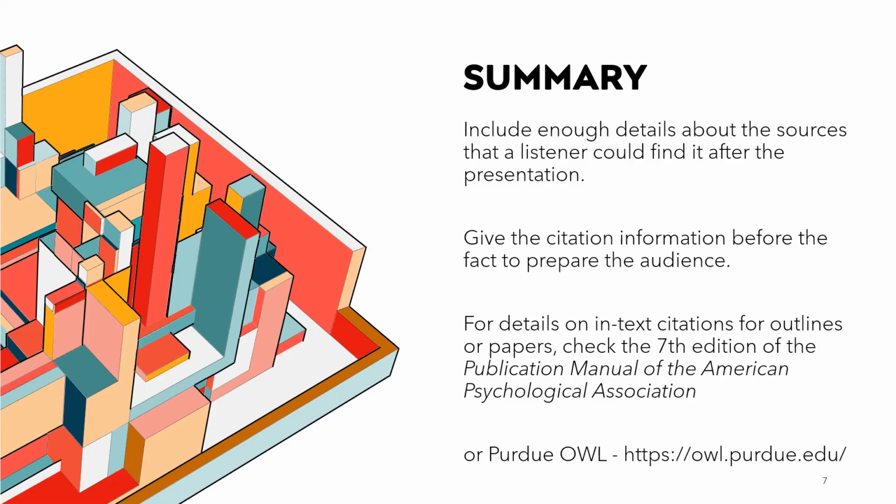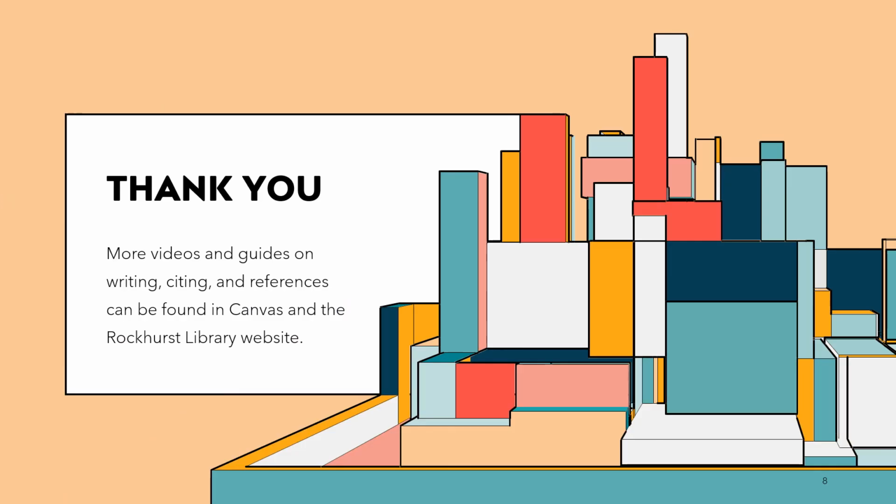This presentation gives you one method for referencing sources during a speech. It allows the audience to refer to the source and provides credibility for the speech. By giving the citation information before the fact, the audience has context for the fact and its sources. For information on citing and writing, either an outline or formal paper, check the 7th edition of the APA Manual or Purdue OWL.